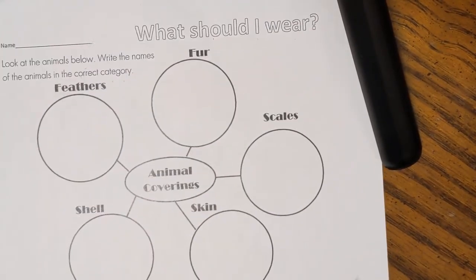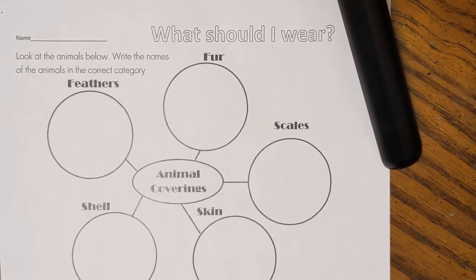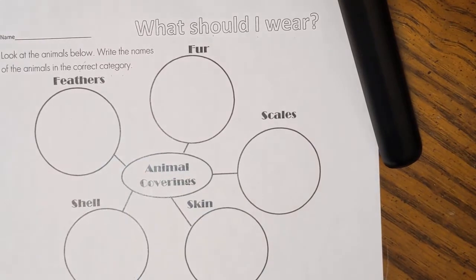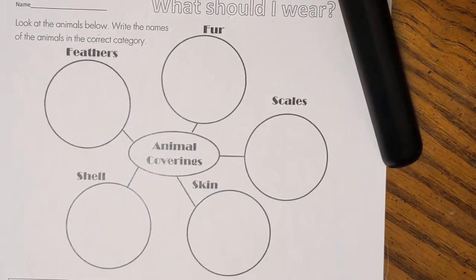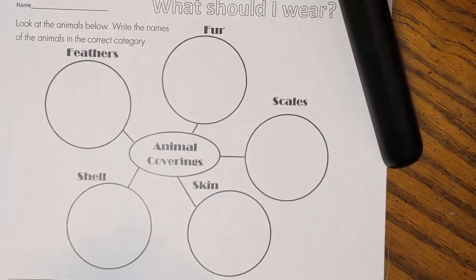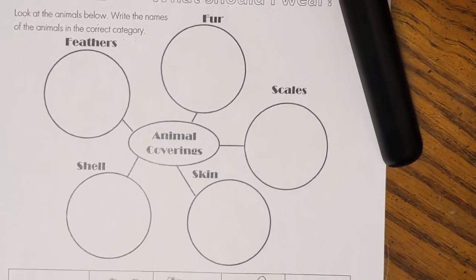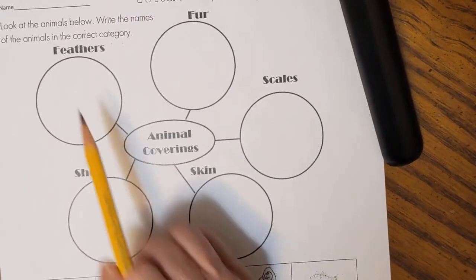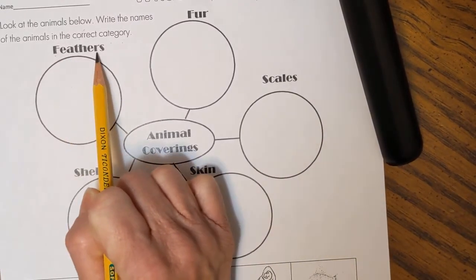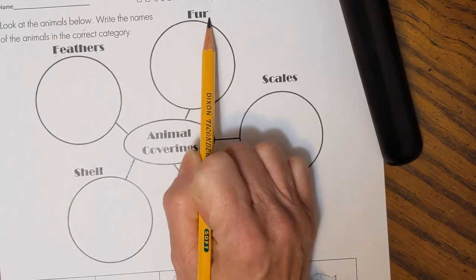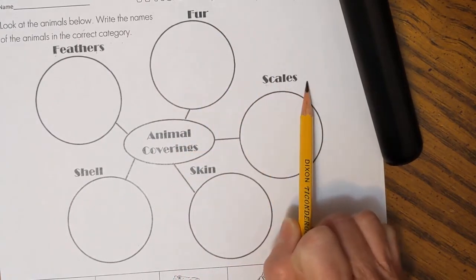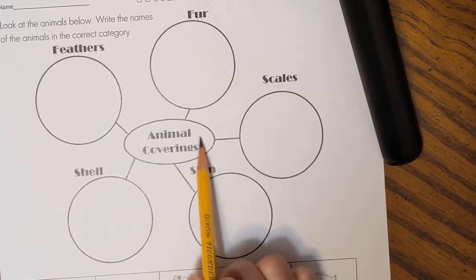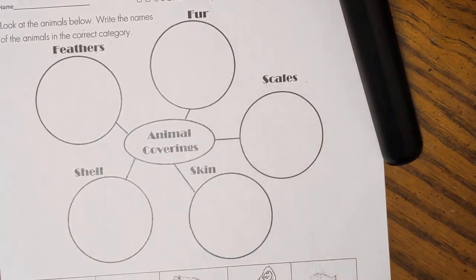Now, for my TK friends and my kinders, if it's easier for you to draw the picture rather than write the name, that's fine. You are welcome to do that. And actually, even my older students, if you'd rather draw instead of write, that's fine. Whatever works for you. So as I look at this, I know that this says feathers, this says fur, scales, skin, and shell. My center bubble here says animal coverings.